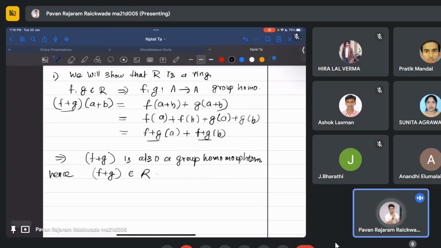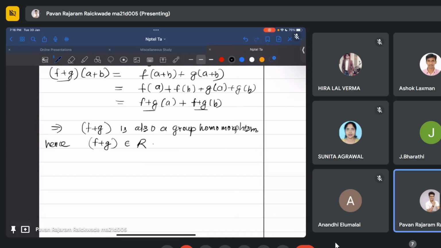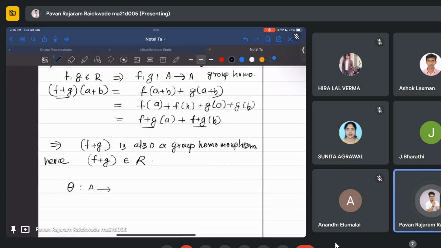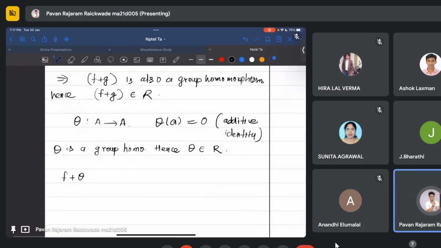Now, what I want to show is it has the zero element. I have shown that the set is closed under addition. Now I have to find a zero element. See, the map sending every element to the zero element of the group is naturally a group homomorphism, right? Like theta, a map from A to A, so that theta of any element a is zero of the group, right? This zero is the additive identity. So this theta is a group homomorphism. Hence this theta belongs to your ring R. And now if you add any element with theta, what happens? You have f(a) plus theta(a), but since theta(a) is 0, you get f(a).